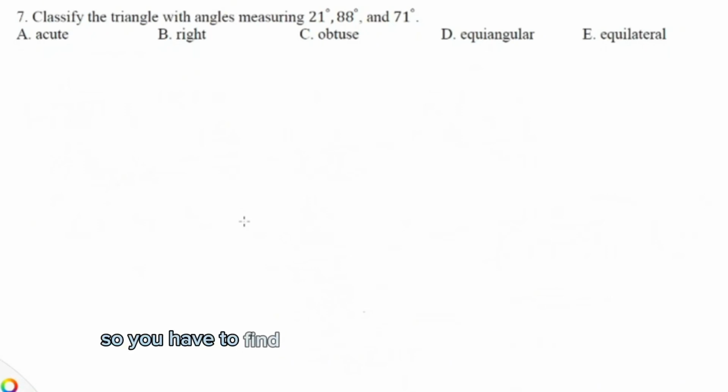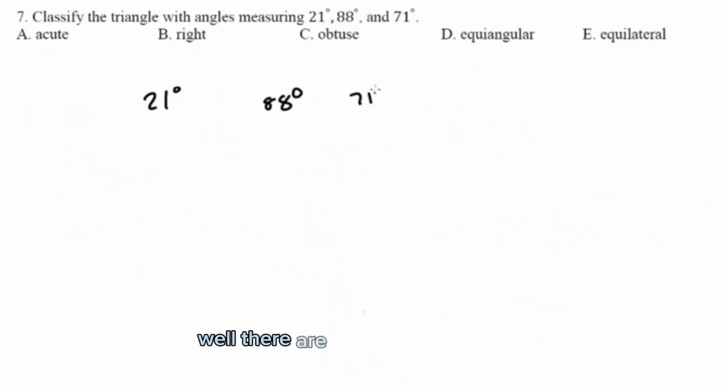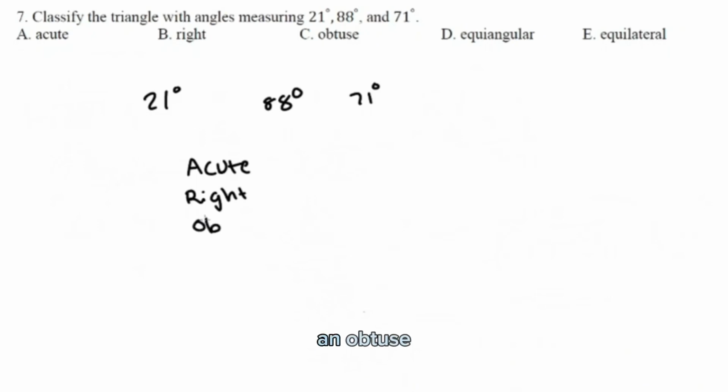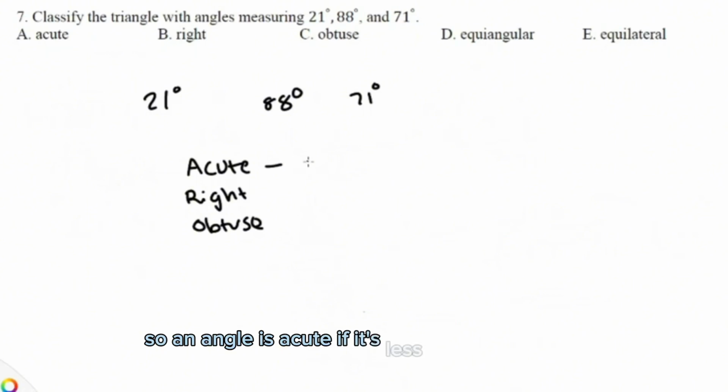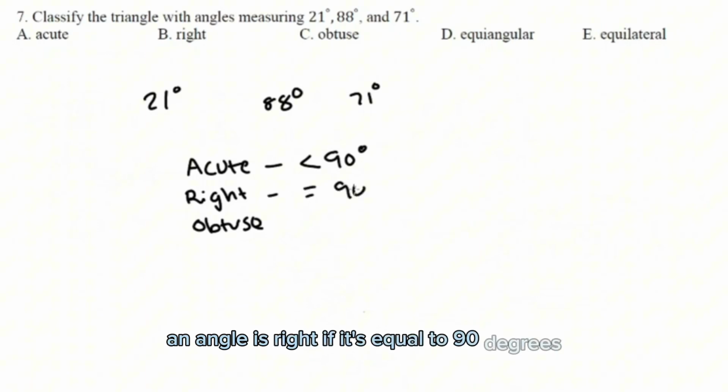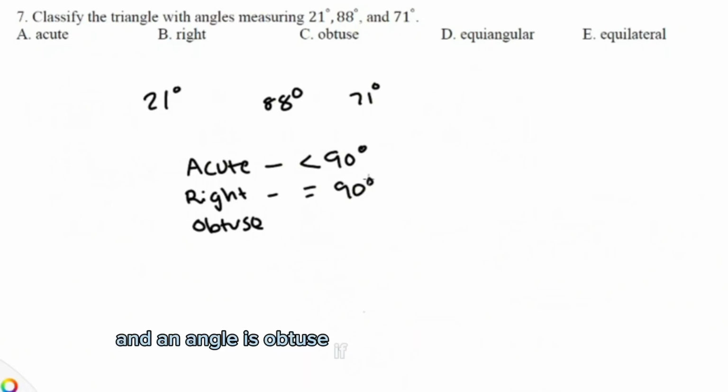Alright, so we have to find the measure of each of these angles. So we already know what the actual measure is, but what are these measures called? Well, there are three main measures. There's acute, right, and obtuse. So an angle is acute if it's less than 90 degrees. An angle is right if it's equal to 90 degrees. And an angle is obtuse if it's greater than 90 degrees.